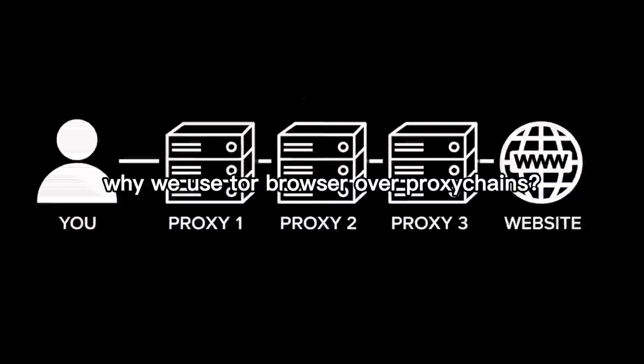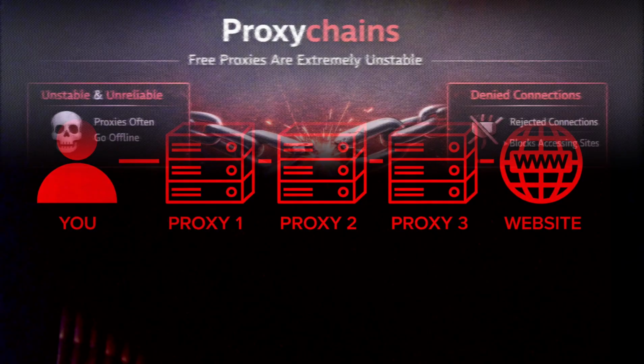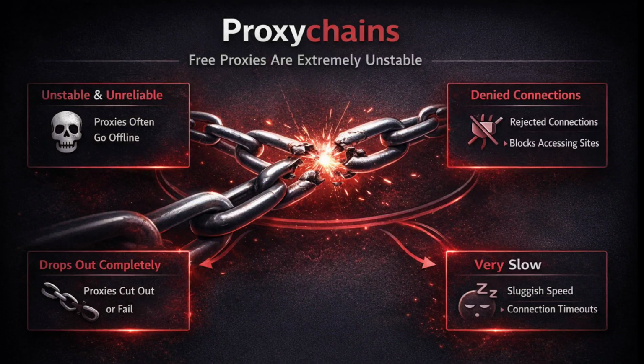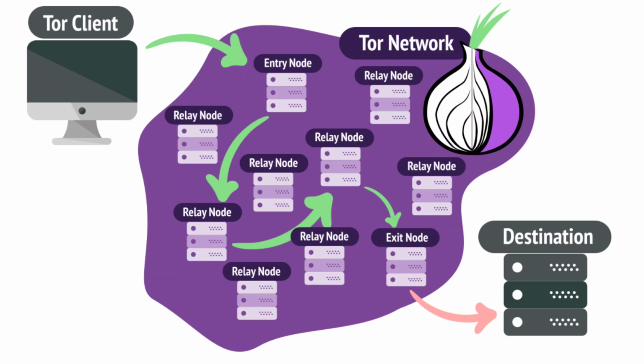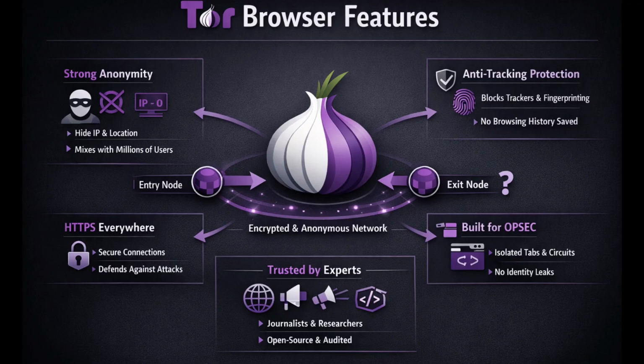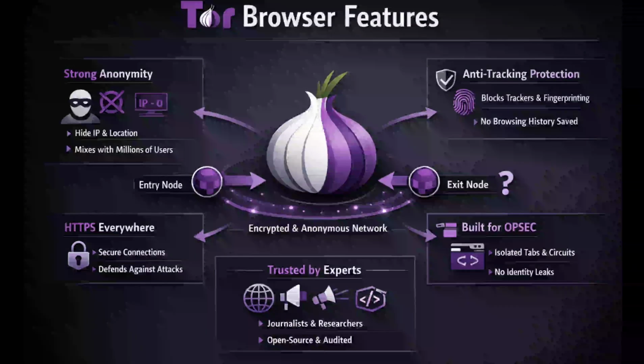We're about to install the Tor browser, but first, here's why we use Tor instead of relying only on proxies. With proxychains, the configuration can be perfect, but free proxies are unstable. They die, reject connections, drop out completely, and even when some work, they're often very slow. Tor is different. Tor gives us a massive built-in network of rotating relays. No hunting for IP addresses, no checking which proxy is alive. Tor handles everything automatically. Tor browser is also the most preferred browser among security researchers. It's specifically designed for proper anonymity and operational security.